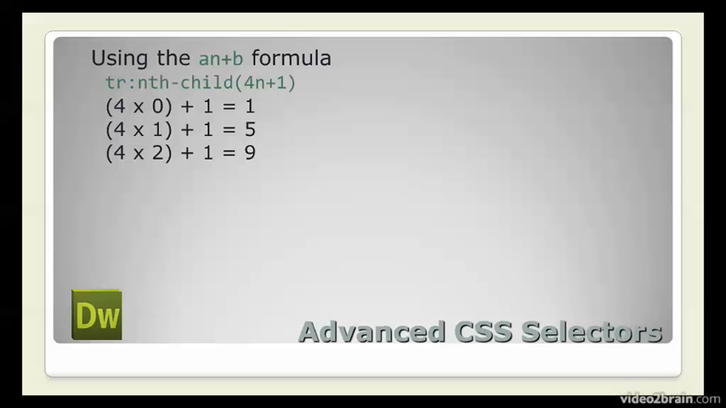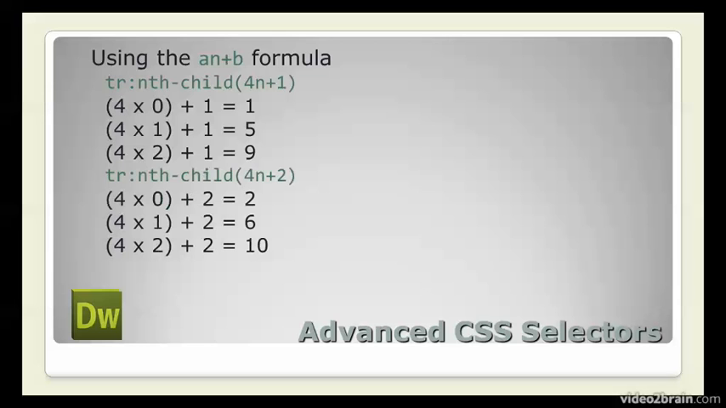So in this case it's 4 by 0 is 0 plus 1 equals 1, so that hits the first child. 4 by 1 is 4 plus 1 equals 5, so that gets the fifth child. 4 by 2 plus 1 equals 9, so the ninth child. So what this rule does is it targets the first, fifth, ninth, and so on, right throughout the series. Similarly, this rule would target the second, sixth, and 10th, and continue through that series. It takes a little while for this an plus b formula to sink in, but when you see it in action, I think you'll agree that it's actually quite useful.